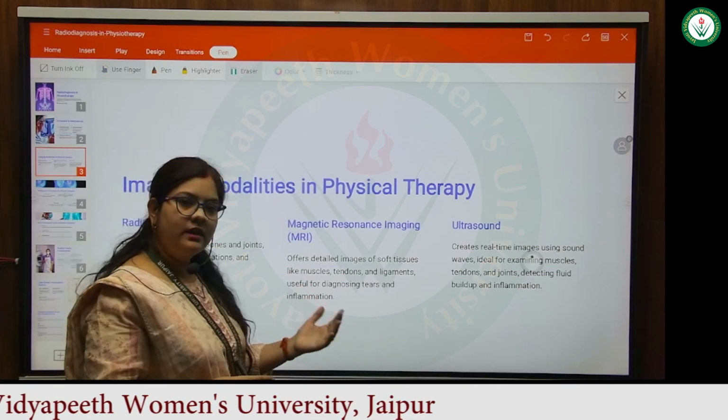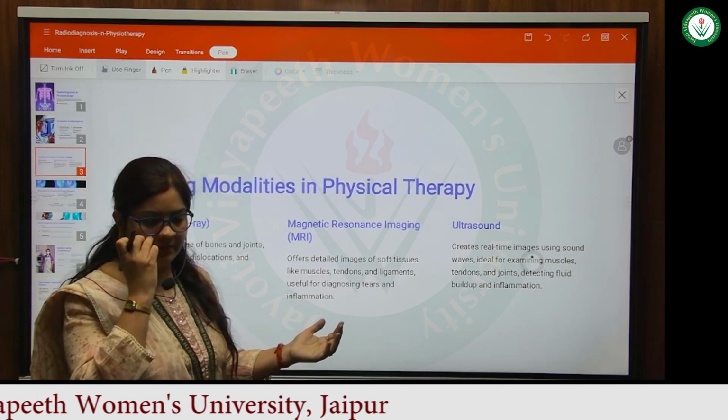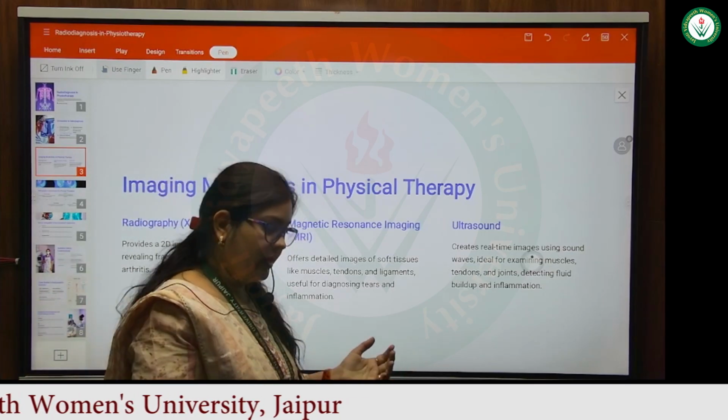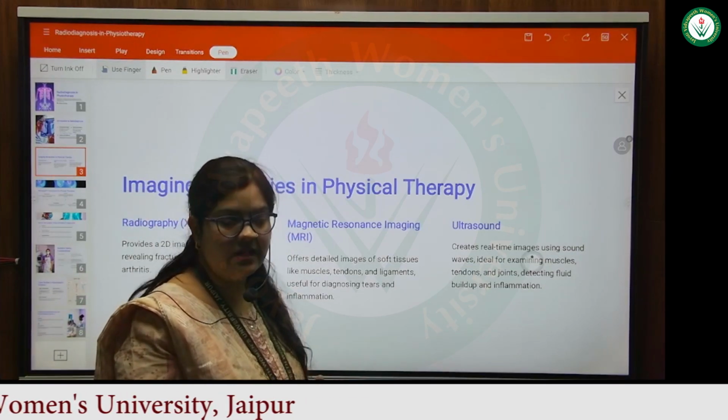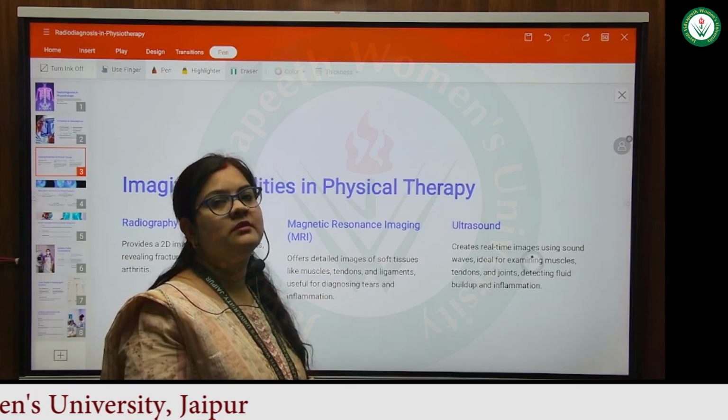And by this, again I'm saying this is helpful for making a plan protocol for having great success in the treatment protocol.